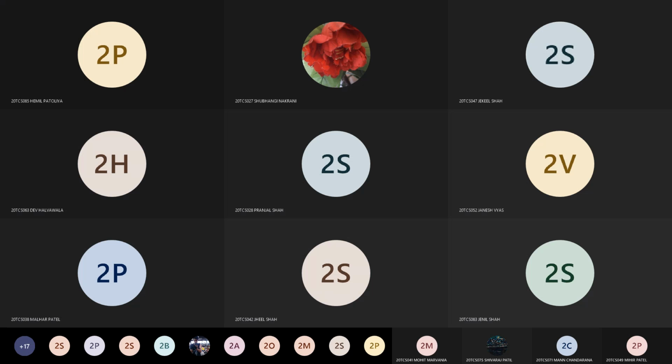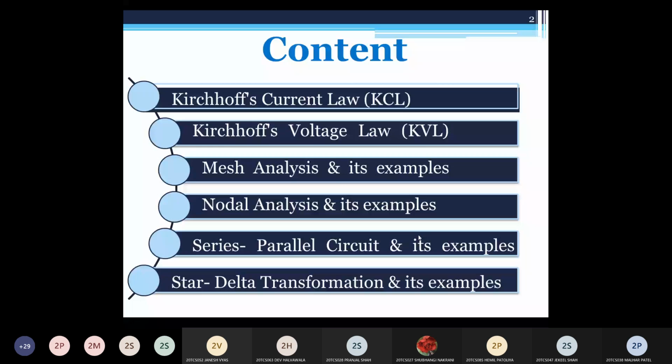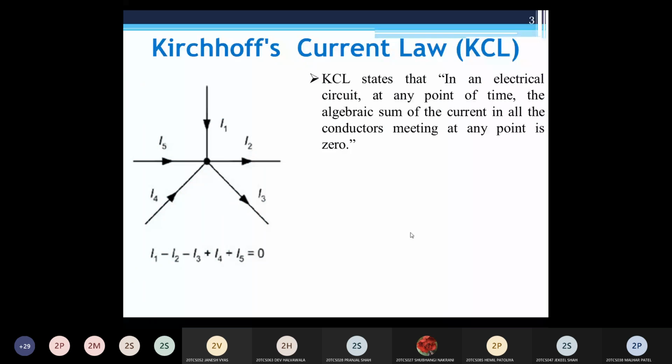Refer to the last lectures. In this lecture, in the last lectures, we have seen KCL and KVL. As you know, what is KCL? KCL states that in an electrical circuit at any point of time, the algebraic sum of the currents at all the conductors meeting at any point is 0.